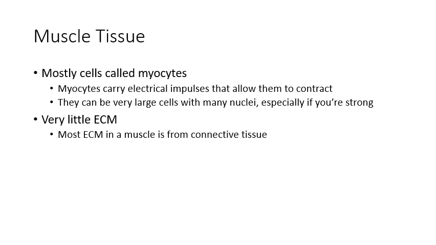You have extremely little extracellular matrix in muscle tissue proper. Almost all of the extracellular matrix in a muscle is actually coming from connective tissue. It's not from muscle tissue. Muscle tissue is almost all cellular.